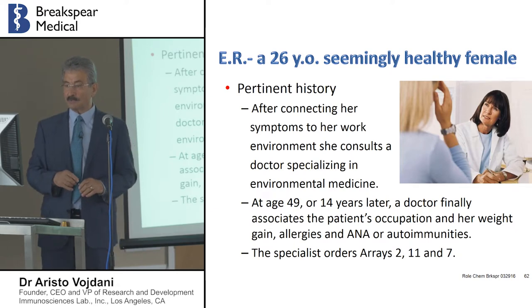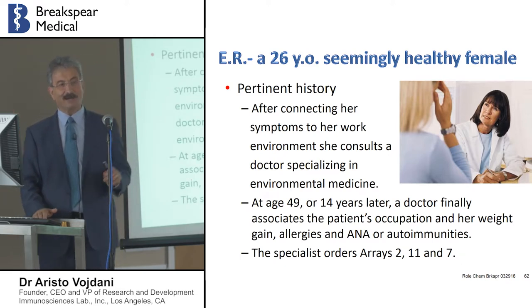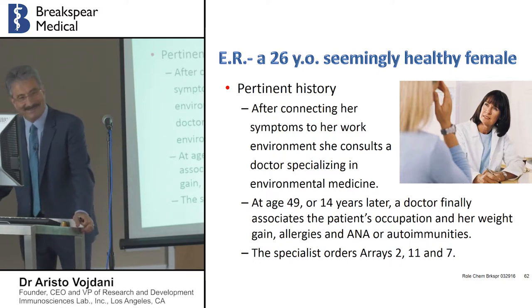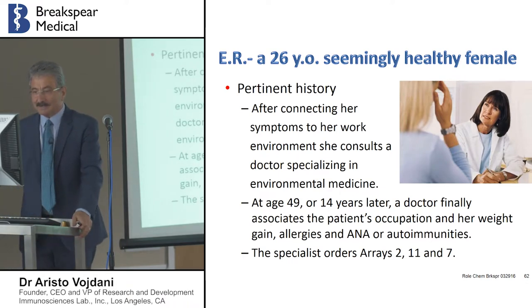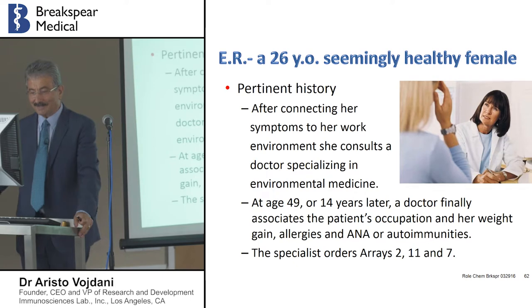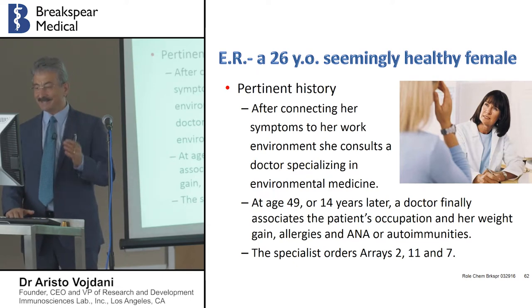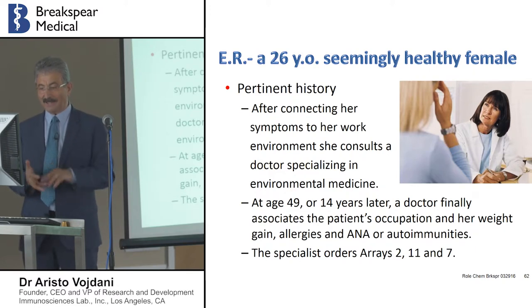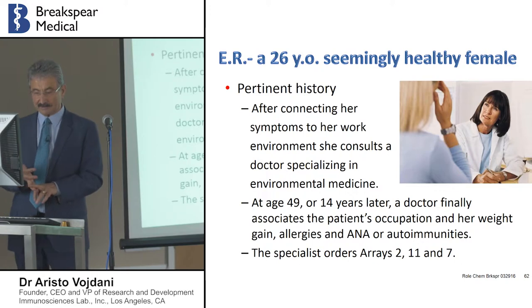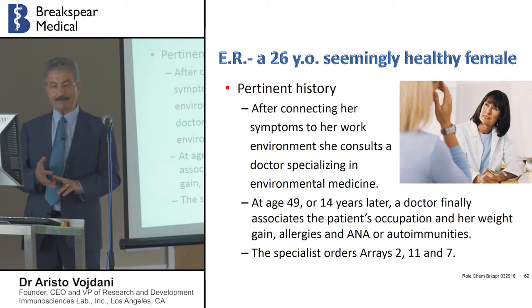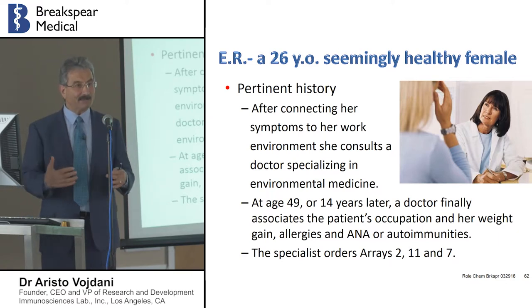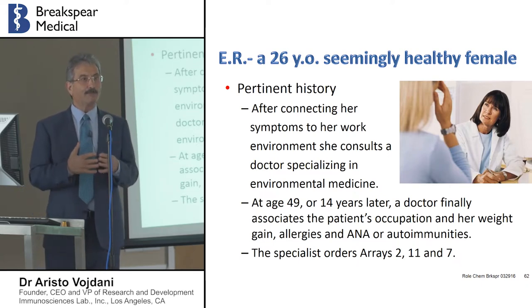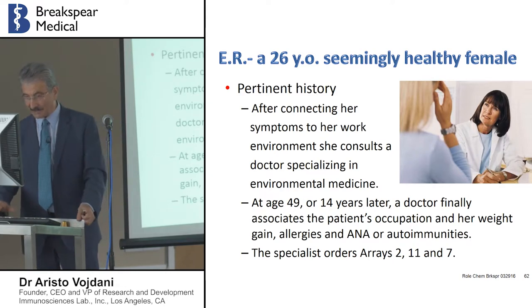After connecting her symptoms to her work environment, she consults a doctor specializing in environmental medicine. At age 49, or 14 years later, a doctor finally associates the patient's occupation and her weight gain, allergies, anti-nuclear antibodies, or autoimmunities. The specialist orders array 2 for leaky gut, orders array 11 for chemical antibody, and array 7 for neurologic antibodies. And let me share the results with you.